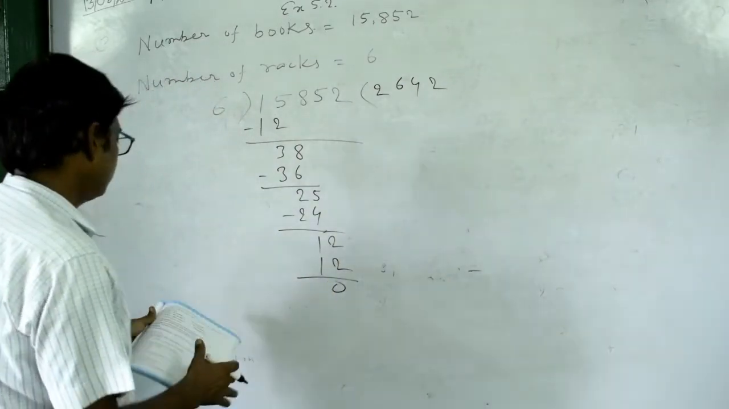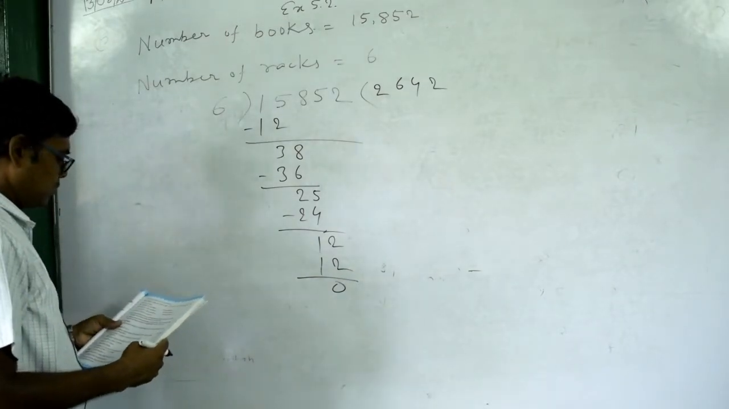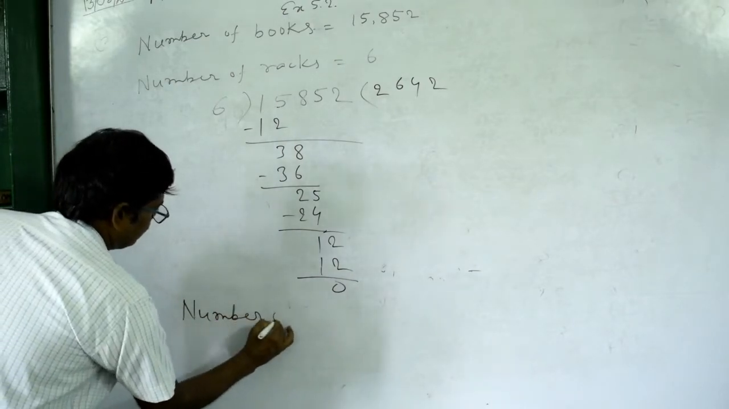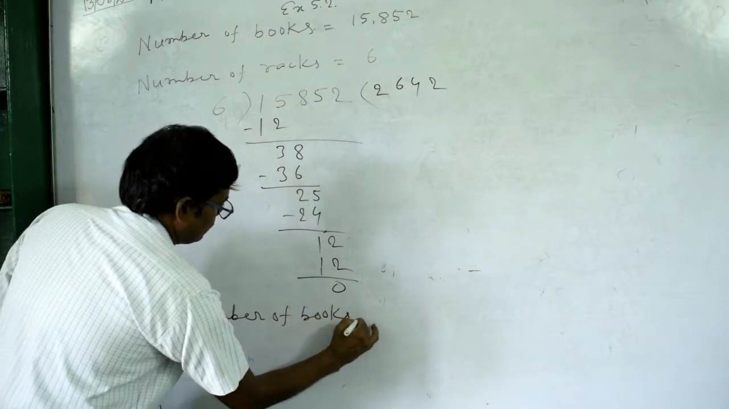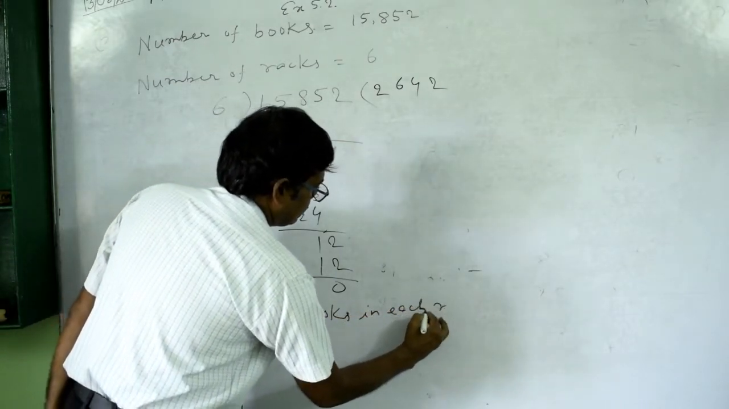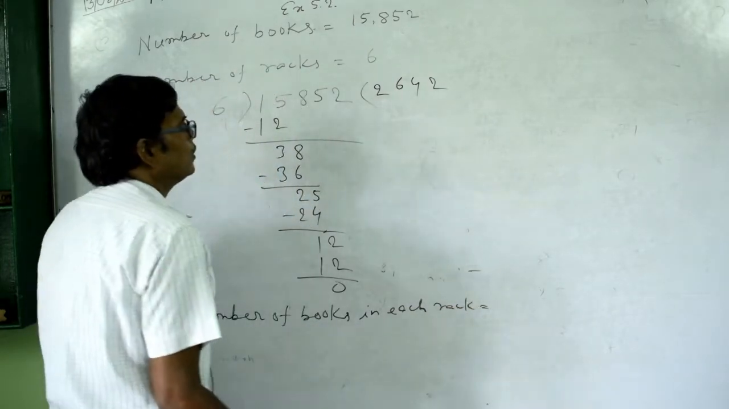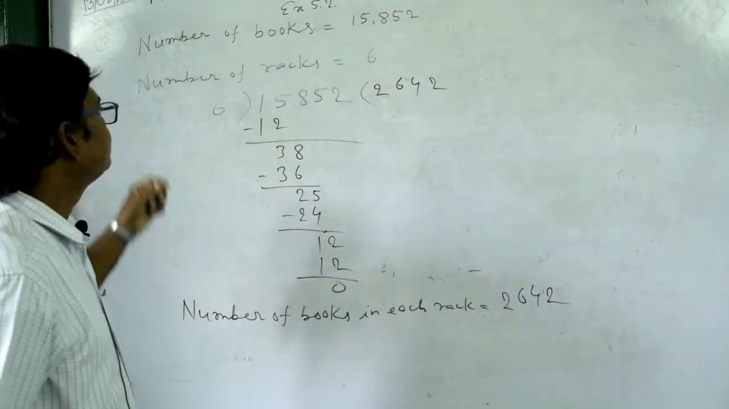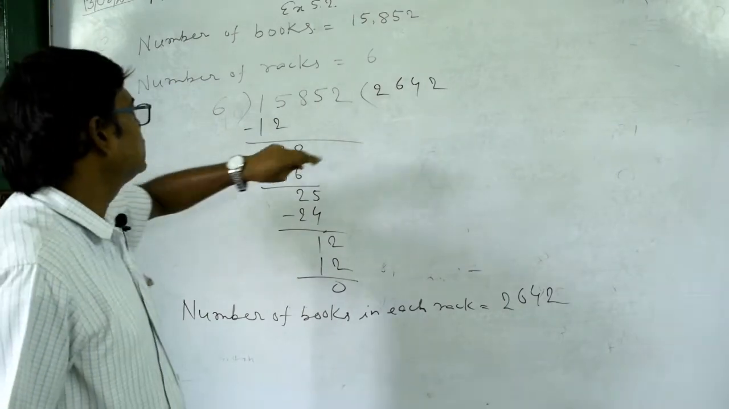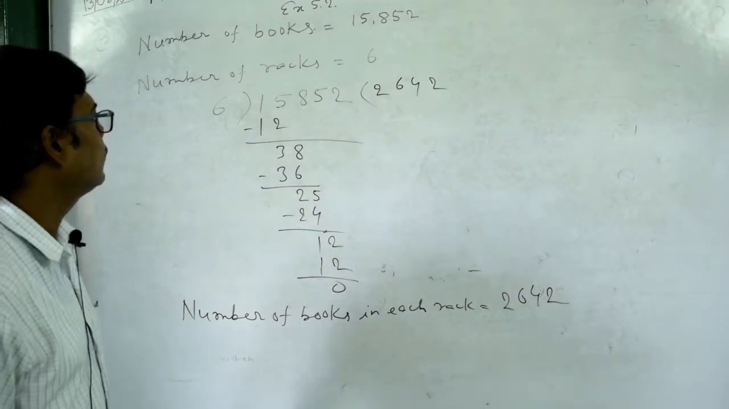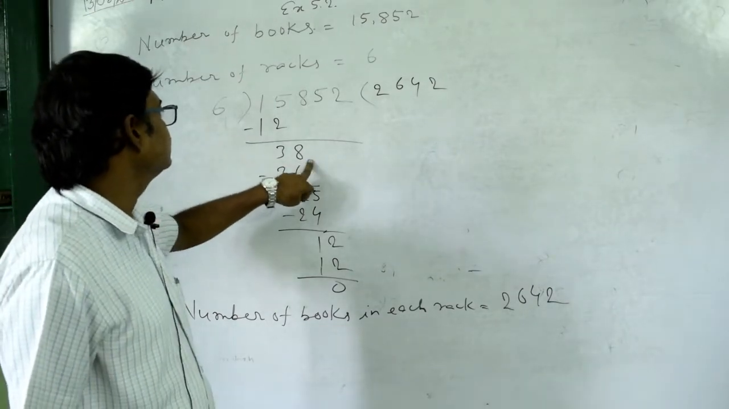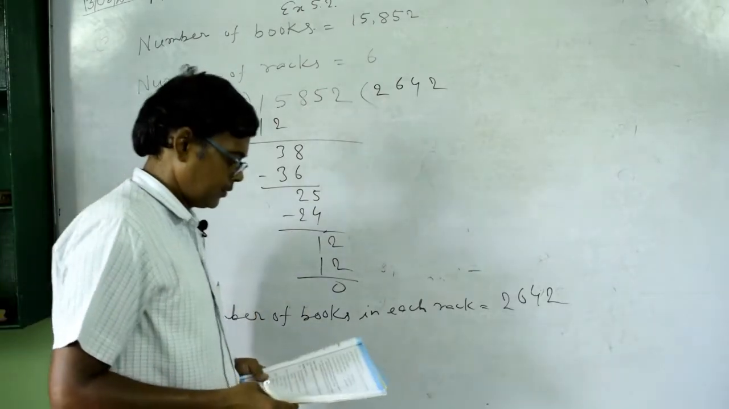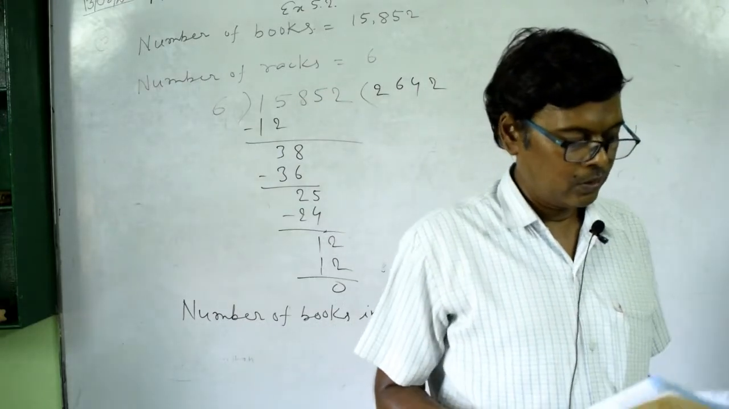So here you will write in the answer number of books in each rack equal to 2,642. Okay, this is the number of books. These are the number of books in one rack, 2,642. Okay, so now this is the end of this exercise.